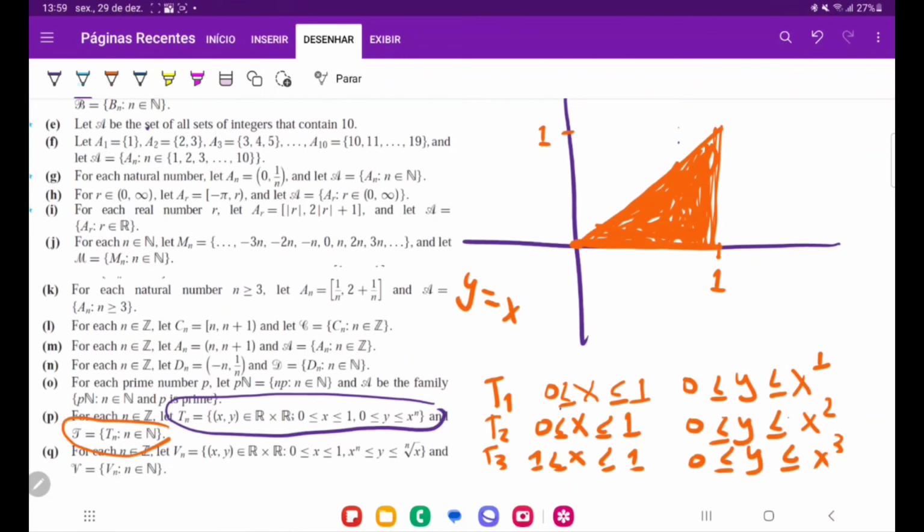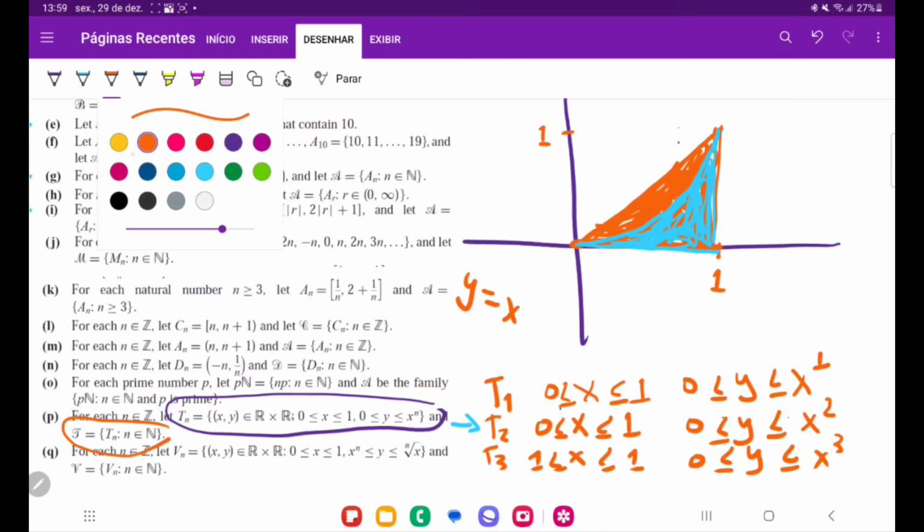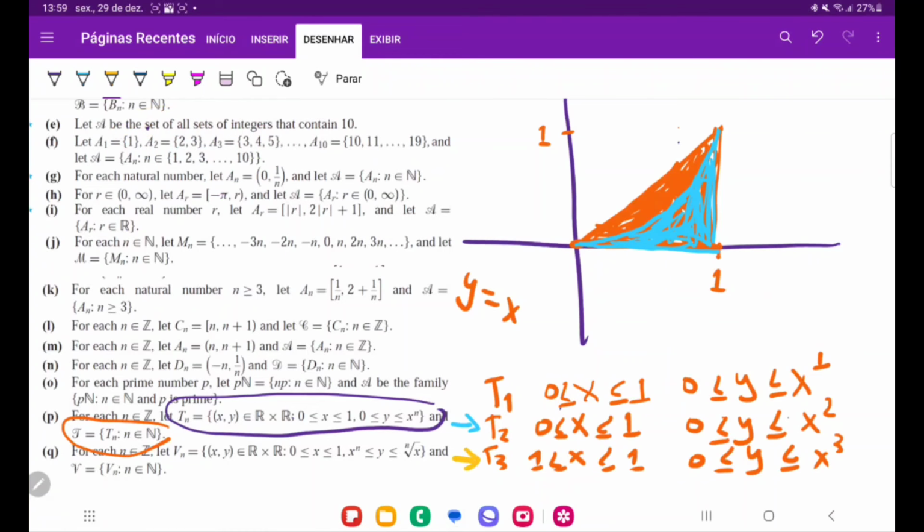Well, t2, and maybe I'll put that in a different color, we're still going to have x between 0 and 1, but now y is going to be less than x squared. So x squared is going to go like this. So t2 is going to be all this stuff here, right? And then t3, let me put a different color. So t3, similarly, x, oops, that should have been a 0 here. x is between 0 and 1, but now y is going to be less than x cubed. So it's going to be even flatter, like this.